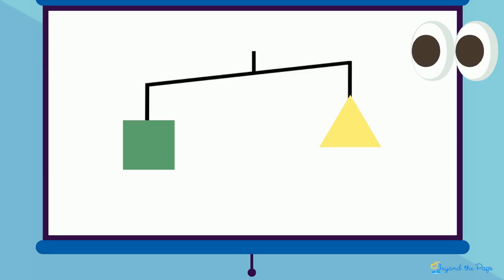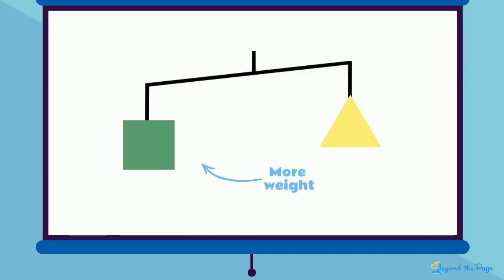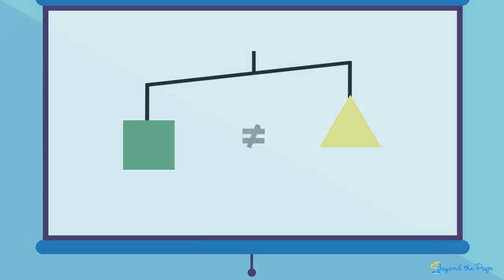Study the diagram. What can you conclude about the relationship between the square and the triangle? You can see that the square has more weight than the triangle, making the hanger unbalanced. The square is not equal to the triangle.